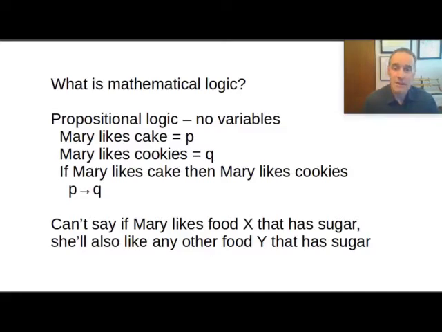So, for example, we can't say that Mary likes food X that has sugar. If she likes food X that has sugar, then she'll also like any other food Y that has sugar, because we don't have any variables. So we can't talk about these abstract things like X and Y. And hopefully this should be clear that even if you've done any just basic algebra, you need variables in order to do most useful things.